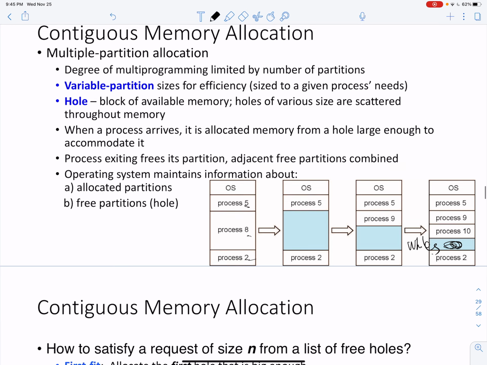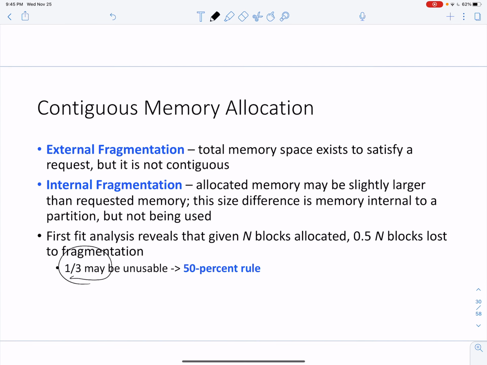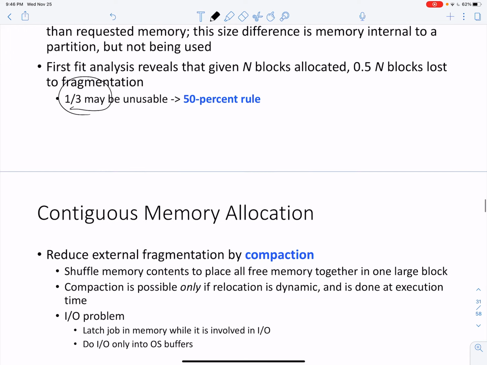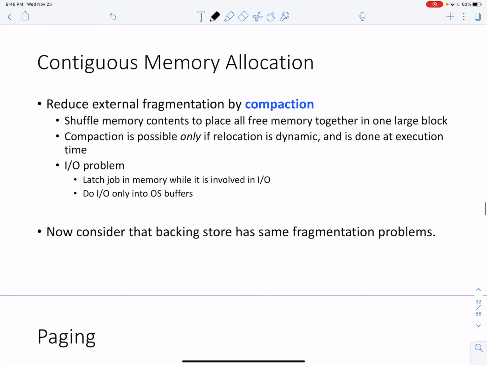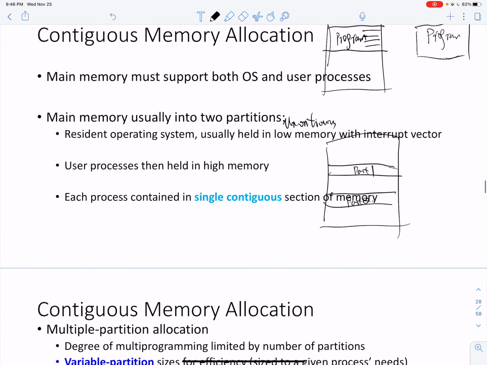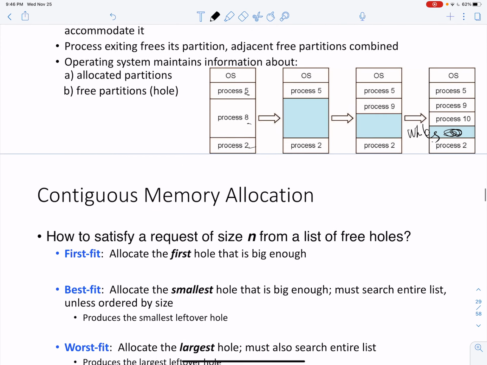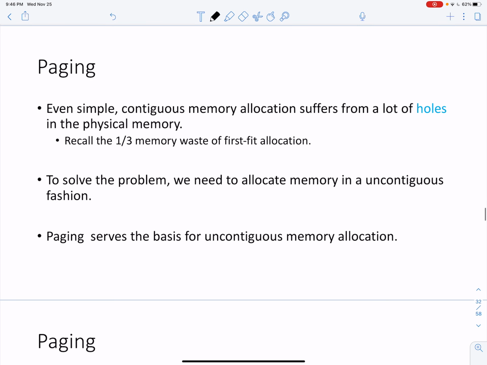If we are doing continuous allocation, people proved that 1/3 of the whole memory space is going to be not usable, which is pretty bad. We got more than 30% of the memory space wasted, and we don't want that to happen. That's why people propose uncontinuous memory allocation, to scatter a bigger program into different parts of the memory. It will significantly improve the memory utilization rate.